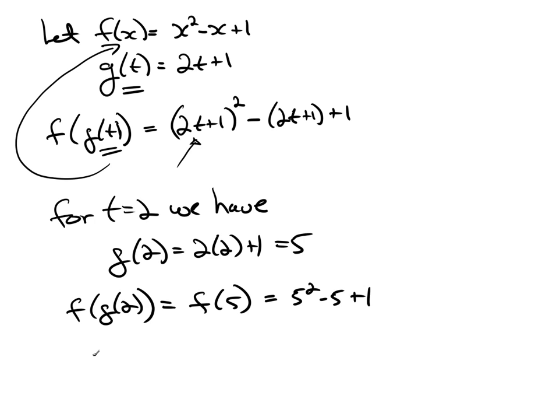Now, notice if I just put 5 in right here, because g of 2 is 5 and this is g of t, well, if I put that in, 2 times 2 is 4 plus 1 is 5. That's the same 5. 2 times 2 plus 1, that's the same 5. That is g of 2.